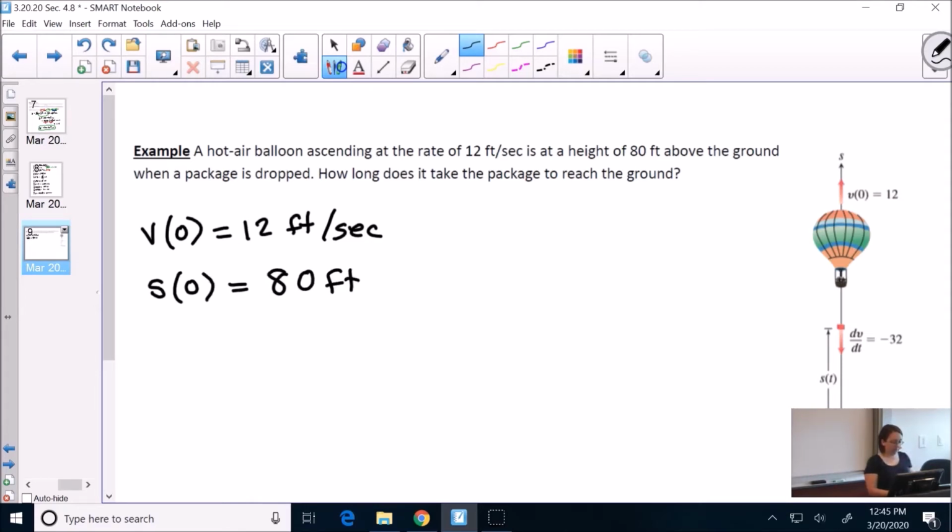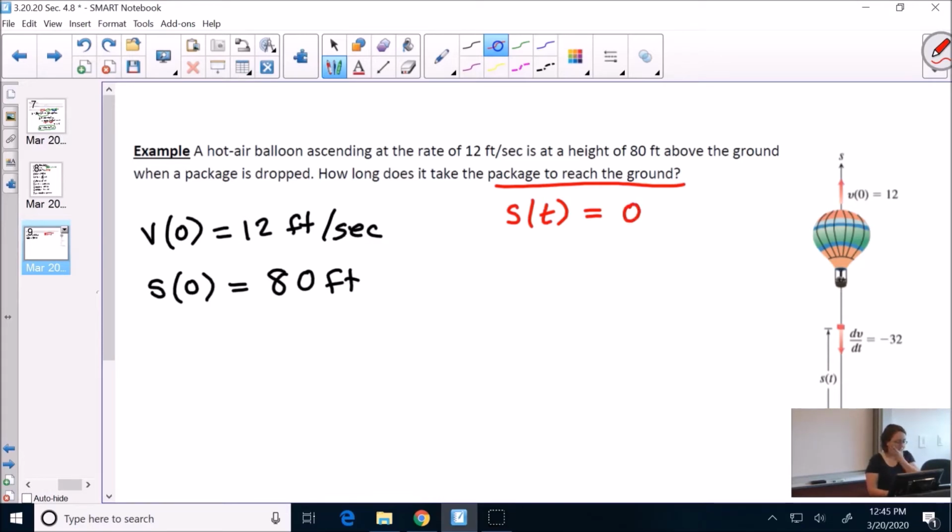And the package is dropped. How long does it take the package to reach the ground? Package to reach the ground, what does that mean? We don't know anything about the velocity, because we're going to have a velocity at impact. We don't know what that is. What we do know is the position at that time. Well, we measure position from the ground, so at ground level, the position is 0.